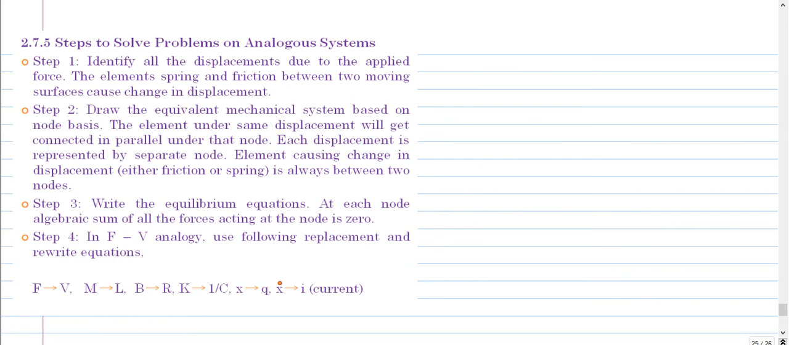Step 4, this is very important. If you want to represent the given mechanical system in terms of force voltage analogy, this is the conversion you need to remember. Force will be represented by voltage, mass will be L, inductance, friction will be resistance, spring constant will be the reciprocal of capacitance, 1 by C, displacement will be represented in terms of charge Q, and velocity will be current I. This you must remember.